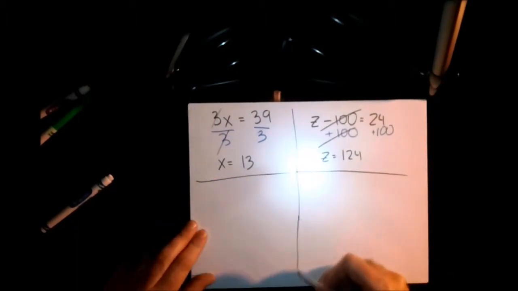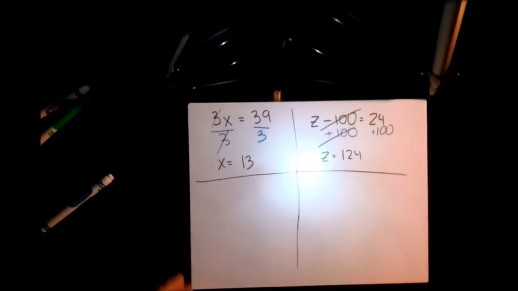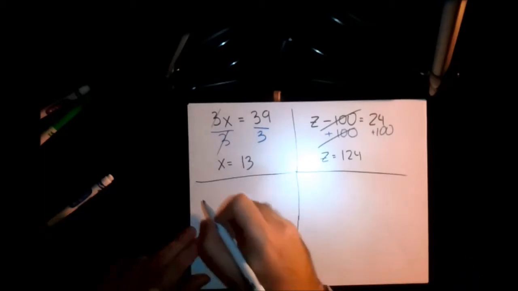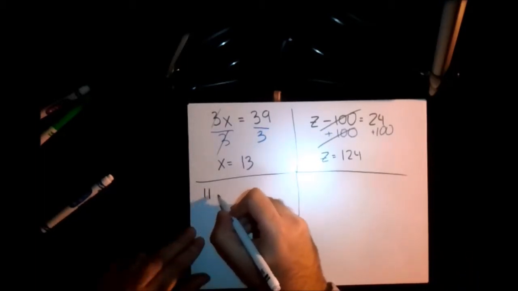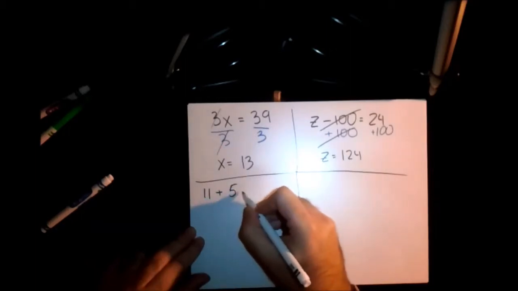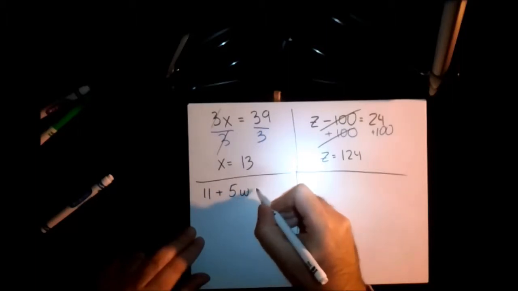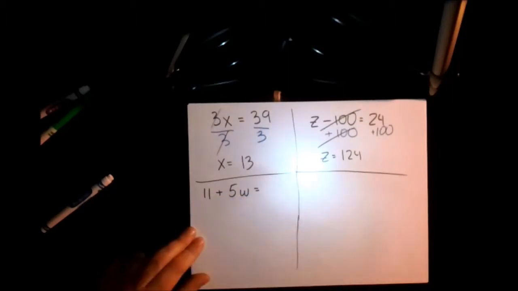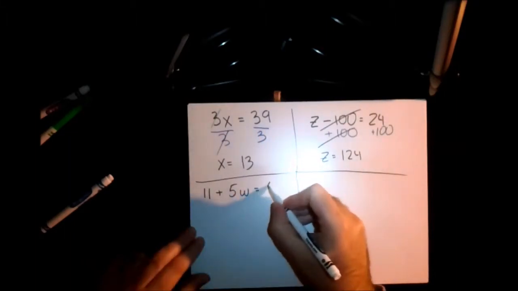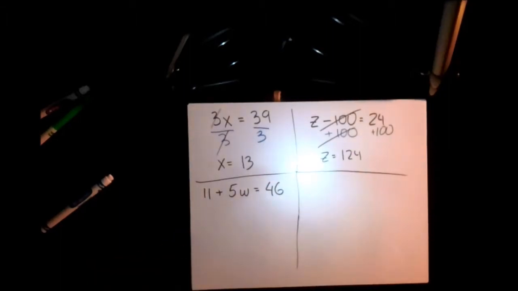Now we're going to do something a little bit, I don't want to say it's tougher, but we learned this one section after we learned single-step equations, and these were our 2-step equations. So let's say I have 11 plus 5w equals 46. All right, so this is a 2-step equation.